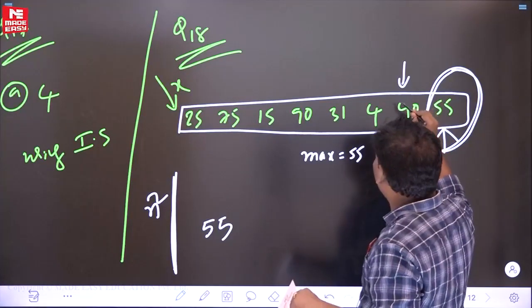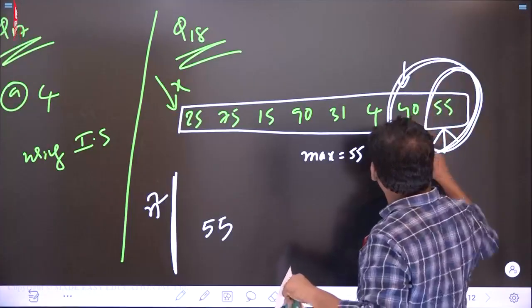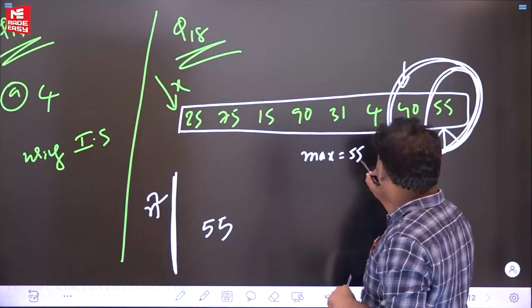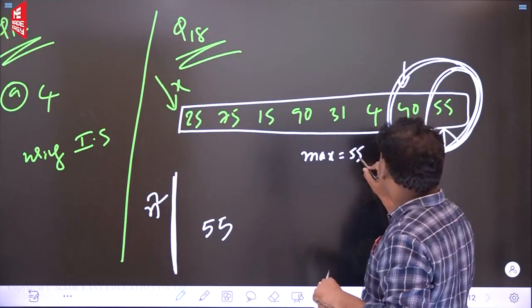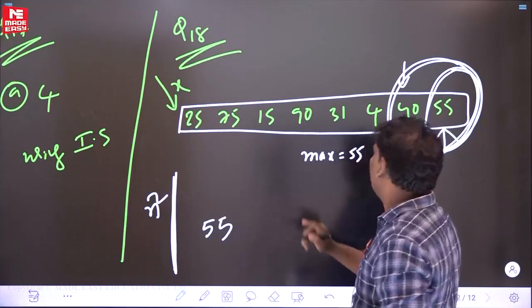So finally, what is the answer? In this area, the right hand side maximum is 55. Whatever is over until now, the right hand side maximum is 55. As of now, only 55 is the leader.